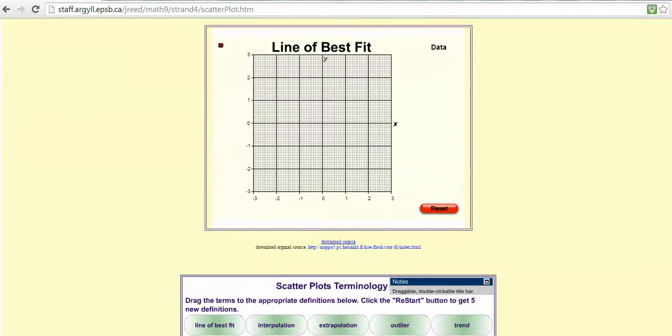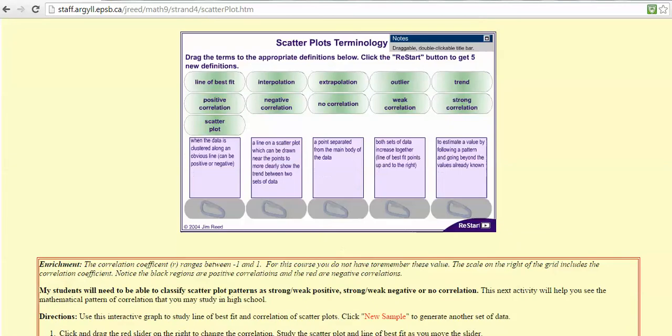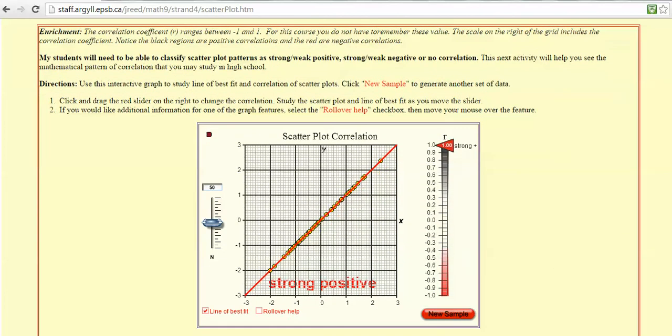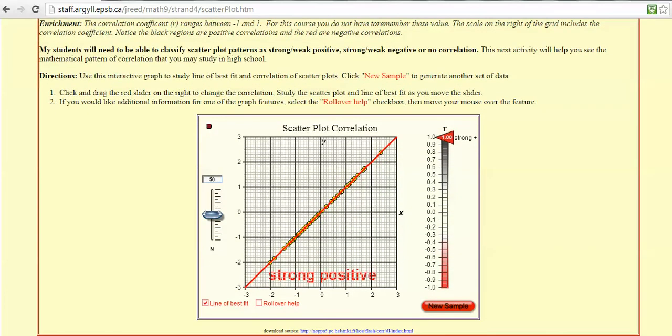There's actually a value called a correlation coefficient. It can be calculated to tell you how strong a correlation is. The correlation coefficient goes from -1 to +1. 0 is no correlation.